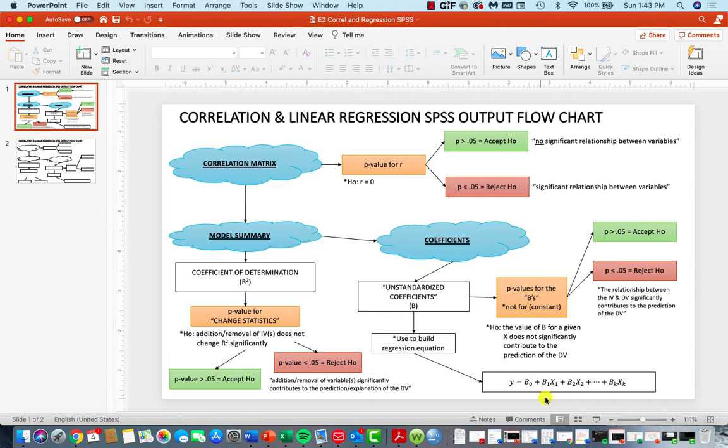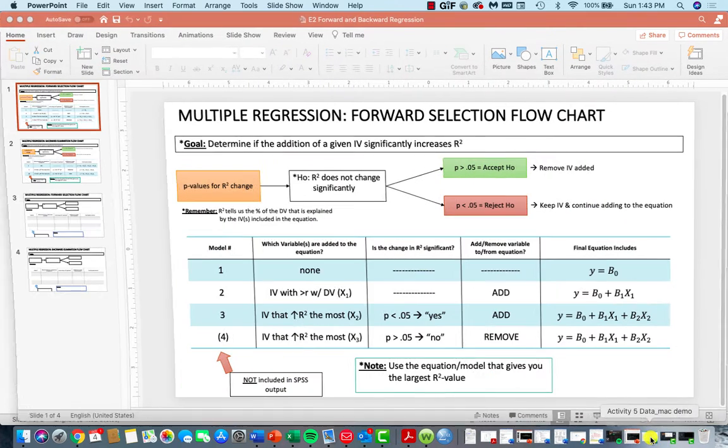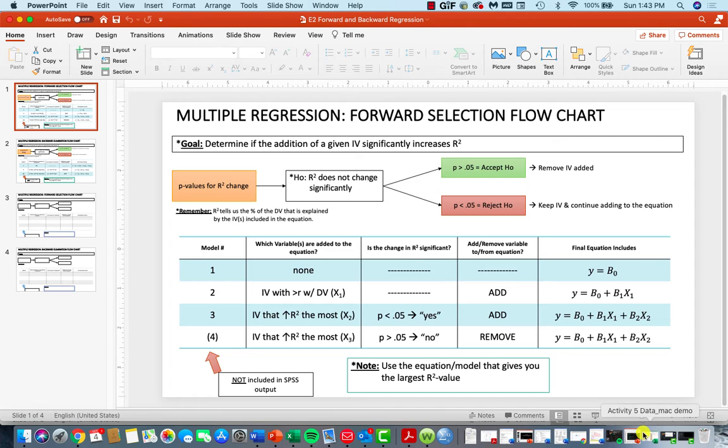Okay. Moving on, if we're looking at methods of forward selection and backward elimination, I feel like people usually don't connect with these right away because it is a little bit complex how things are added or removed. So I've made this flowchart as more of a step-by-step process of how SPSS is programmed to select given variables.